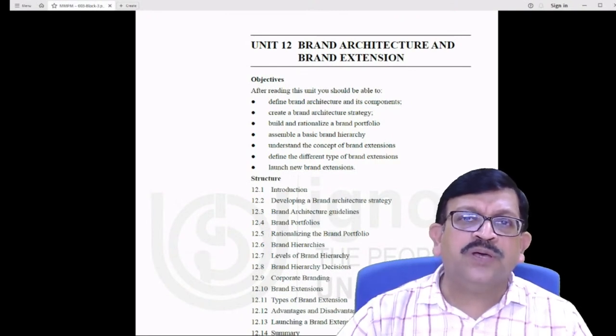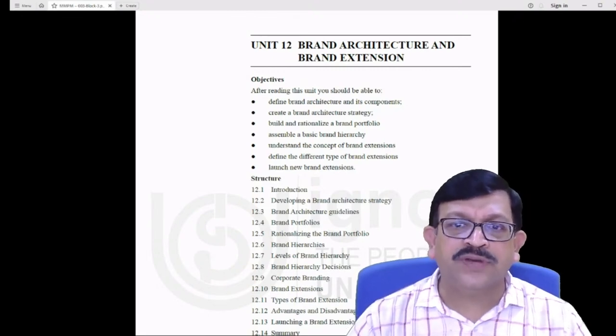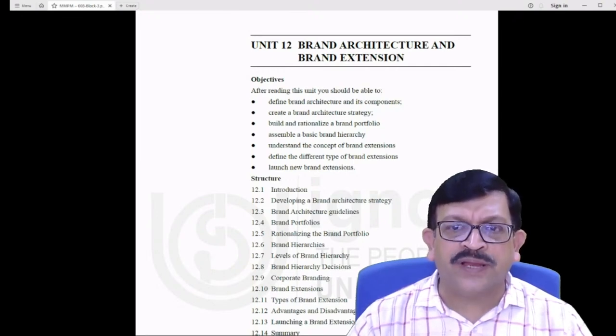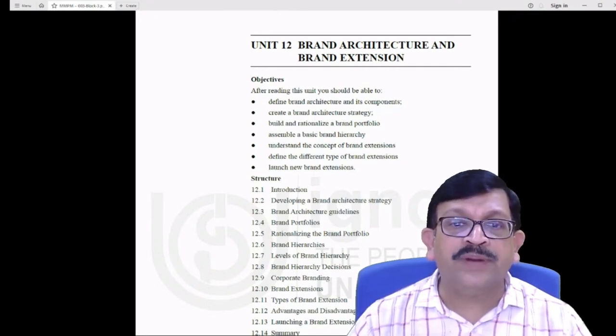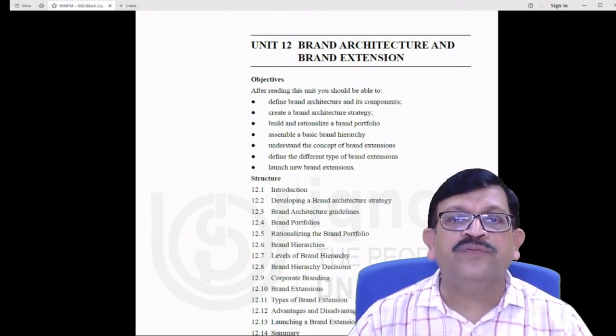Today we are going to talk about brand architecture and brand extension as various strategies to handle brands better. In this unit, we'll go through the concept of brand architecture, what the components are, how to create a brand architecture strategy, and perhaps build and go on to explain how to build a brand portfolio and rationalize if necessary at a given point of time.